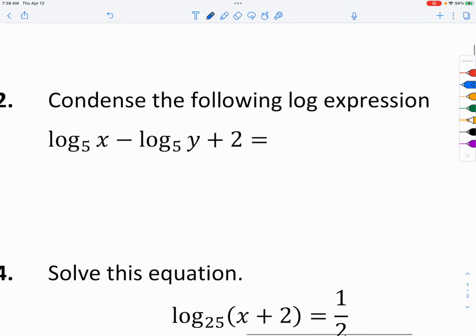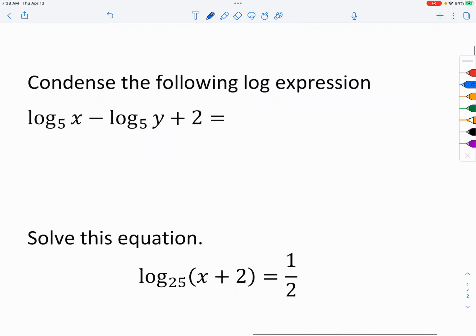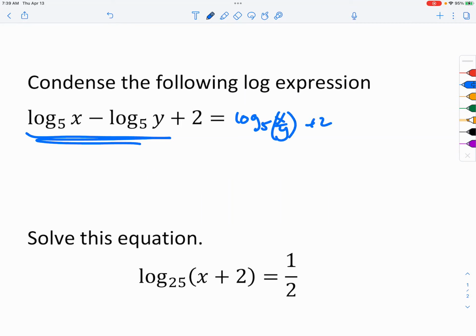All right, and over here, ooh, this one is a bit more challenging actually. Now, if you look at this, I bet you know how to combine these two together. Okay, that's easy. What is the 2 doing right here? Okay, there's no log with this 2, so is the final answer just log base 5 of x over y plus 2? Is that the final answer? Well, that is not the final answer, unfortunately.